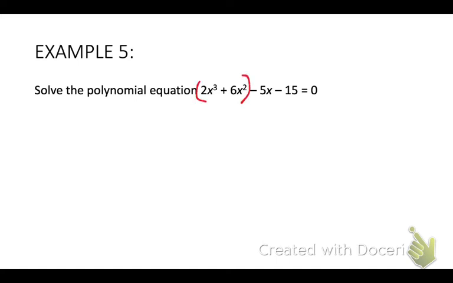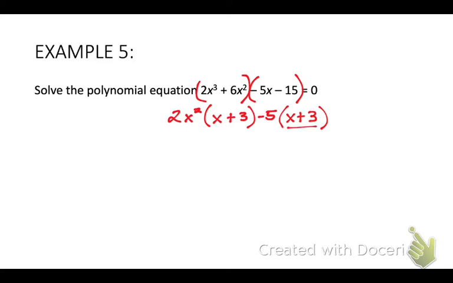So if I just group the first 2 together and pull out the GCF of the 2x to the 3rd and the 6x squared, well, the GCF of 2 and 6 is a 2. The GCF of x to the 3rd and x squared is x squared. So then that leaves me with x plus 3 inside my parentheses. If I group the last 2 together, my GCF of negative 5 and negative 15 is a negative 5. And the rule of thumb is if this is always a negative, take out a negative, because I need it to be positive inside. So that gives me x plus 3 left over.